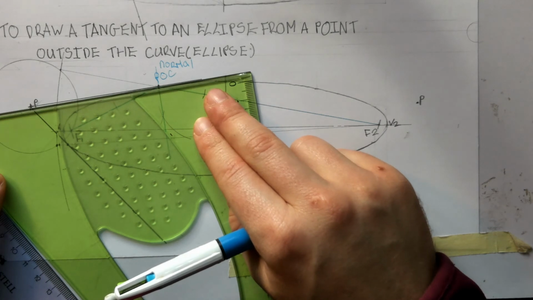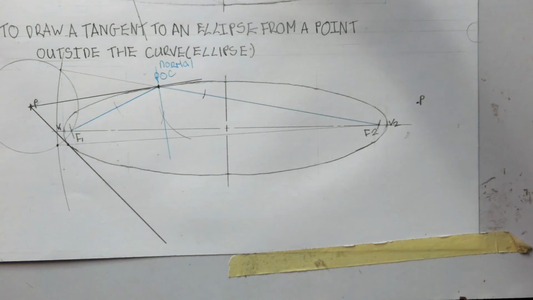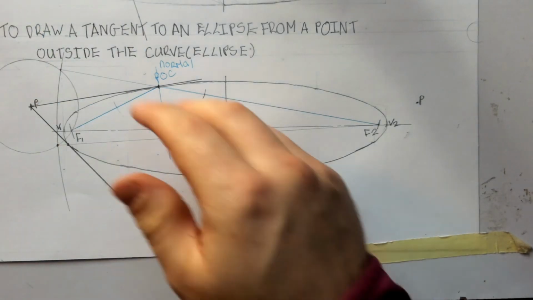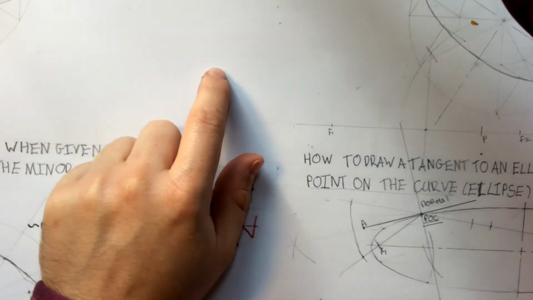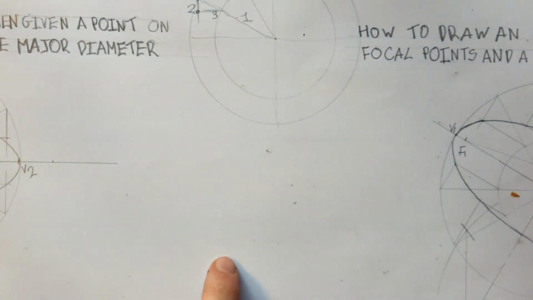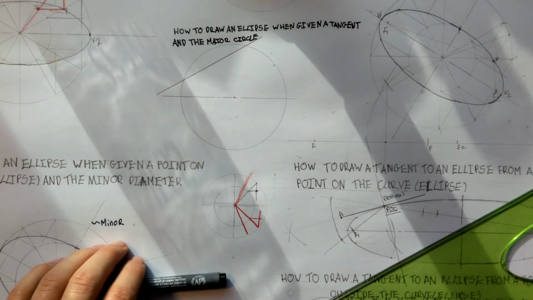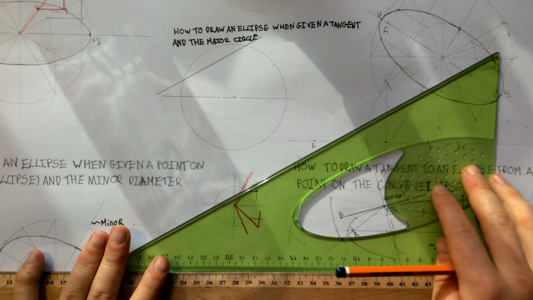I was going to stop here, but I'm going to do one more for the crack with G. It's unlikely to come up at a higher level, but it can do it, right? And I'm going to do it just here, in the center of this page. So I'm just going to pause the video now and get it set up. So here's one for you: how to draw an ellipse when given a tangent and the major circle.